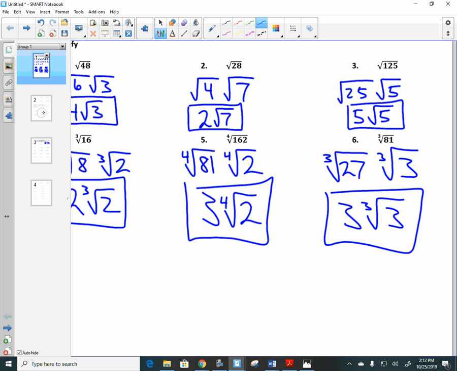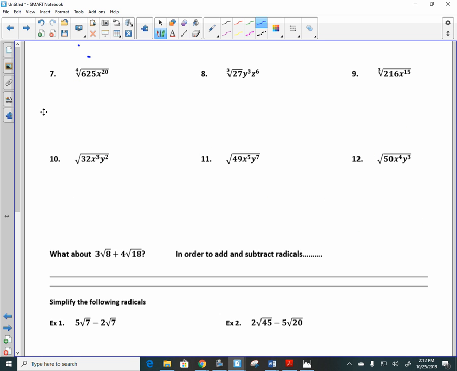We are going to finish up these next 6. So we're going to get through 12, and we're going to take a break. You're going to work on some things, and we're going to come back together. But what's different about the ones on the backside? Now you got some variables, right? So no big deal. What you want to look for is, is it a perfect square, a perfect cube, or perfect fourth? So this is the fourth root of 625 x to the 20th.